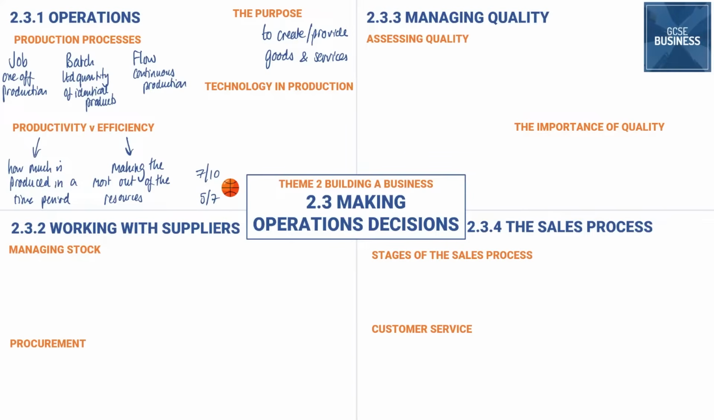Businesses want both. Naturally, you'd like to be really, really productive and really efficient. Depending on the business, they might want different things. So if you're a business that's really trying to ensure that you are the most effective with your costs, efficiency might be the most important. But if you've got a big order and you've got a short time frame to turn that order around, actually in that situation, productivity is probably going to be the most important of the two.